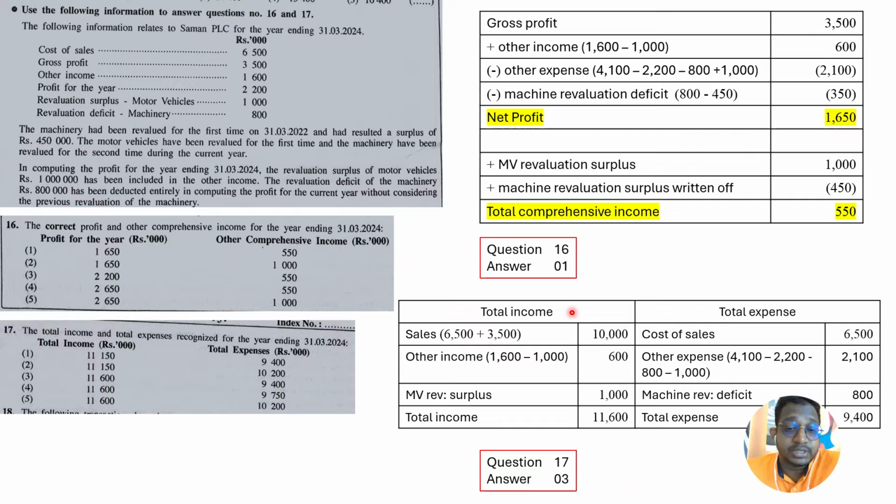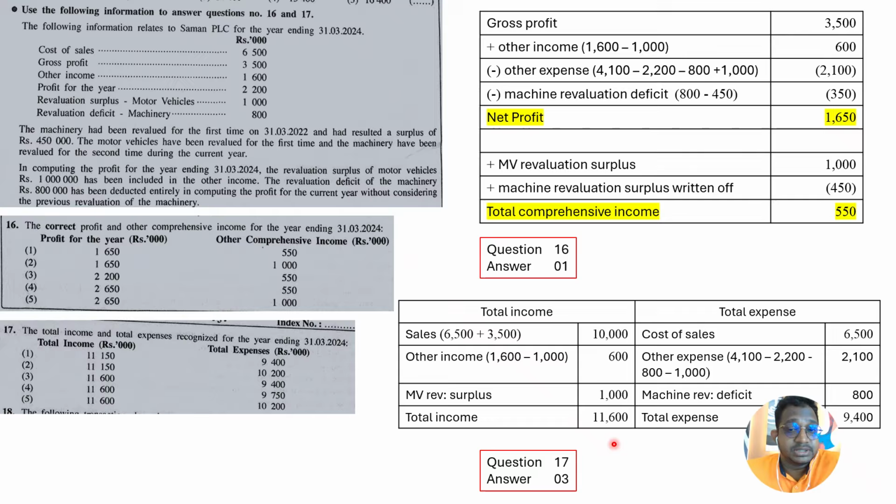And then there must be the total income. So sales is the addition of the cost of sales and gross profit. Then you are getting the sales. And other income, we already deducted that 1 million, the revaluation surplus. So revaluation surpluses are not recorded under other income. So your correct other income is 600. And the motor vehicle revaluation surplus of this year is 1,000. So your total income should be 11,600.